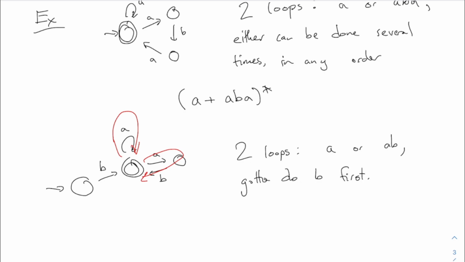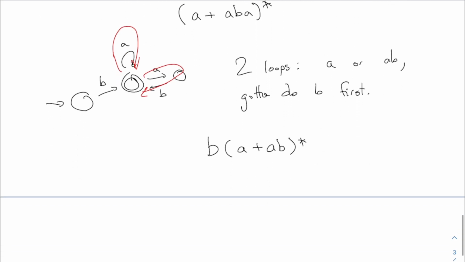So how could I write that as a regular expression? You have to do B first, and then you can do either one of these loops. Anybody think you can make it happen? Yeah? B, and then in parentheses, A or AB, star. I like that. B followed by A plus AB, star. It's very much like the previous one, except we have to do B first before all of those loops. So this is the appropriate regular expression. Two different loops, but you have to do B first, right?